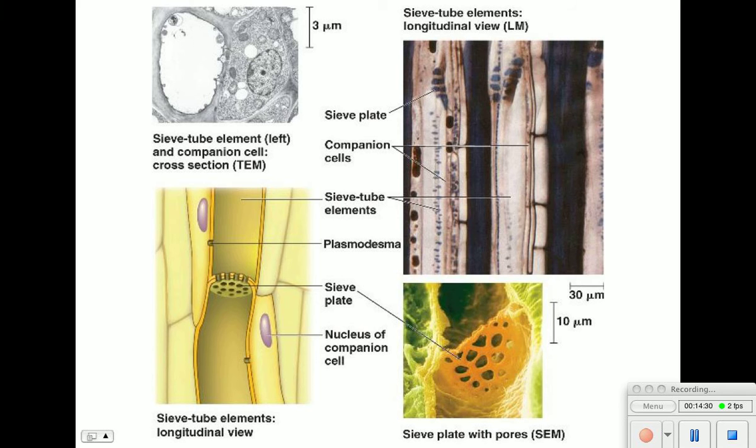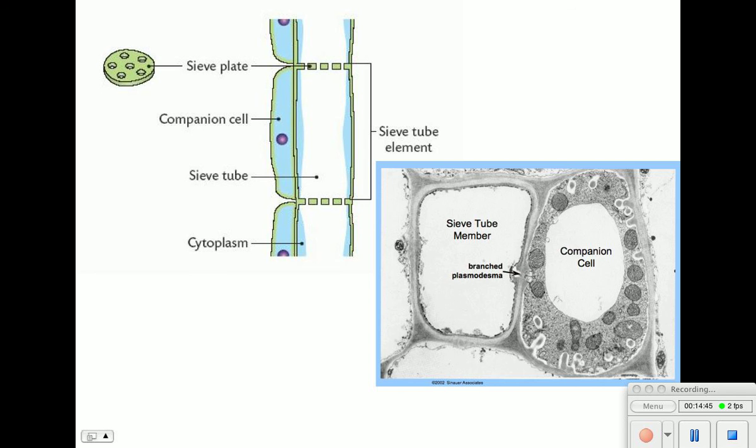All right, so here's the sieve tube elements, and here's the sieve with just the simple plates in the middle. But with this one, you can see the plasmodesmata and companion cells associated with it. Again, sieve plates, with that companion cell that helps regulate that cell.